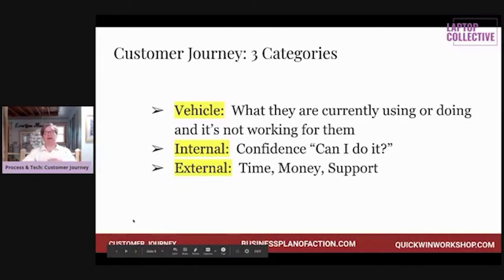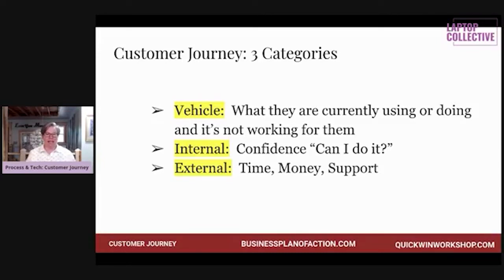So when we talk about the customer journey, really the 3 categories of beliefs or objections are around these 3 things that are highlighted in yellow: vehicle, internal, and external. It really helps to break down these categories in these ways. And you don't have to have more objections in the vehicle category or more in the internal or more in the external. We're just going to break these down, and I'll give you an example, and I think it'll be clear. So the first one is vehicle.